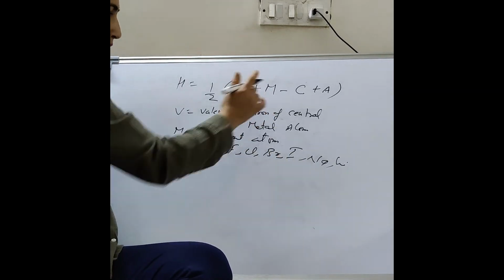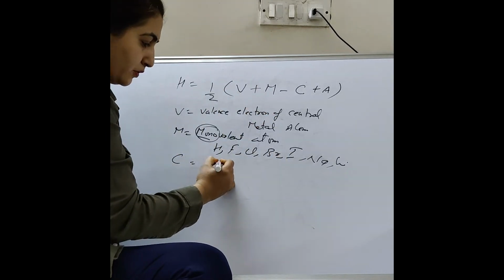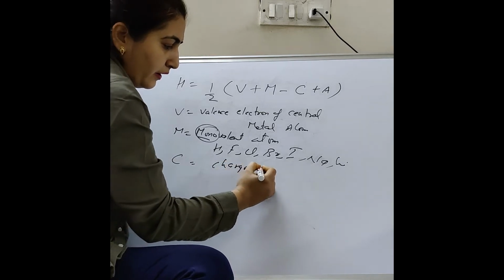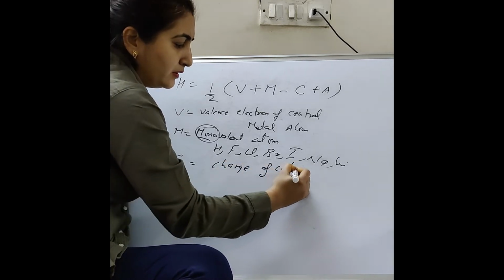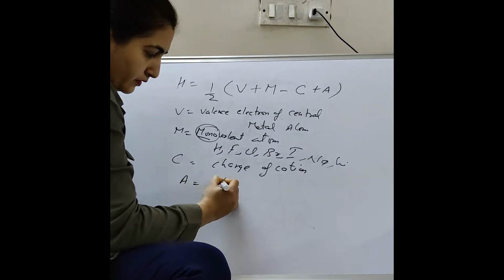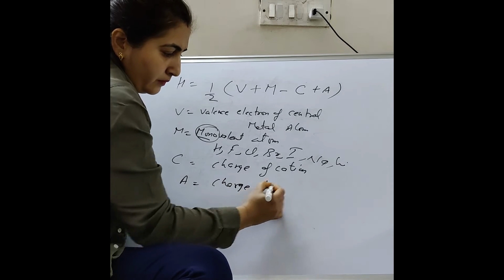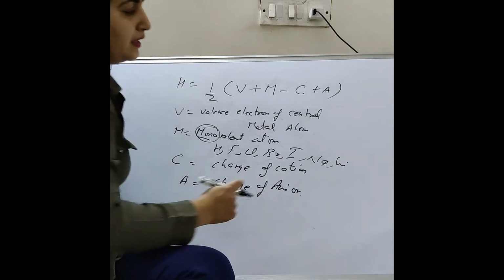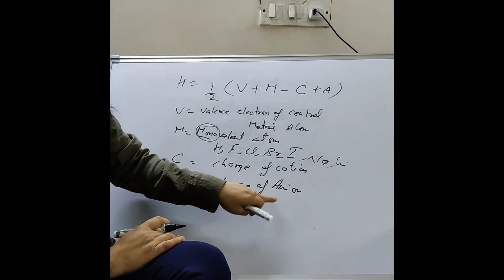monovalent atoms. Then comes C, the charge on the cation. If there is any positive charge, then we have to subtract it, plus the charge of anion. If there is any negative charge, then we have to add it.